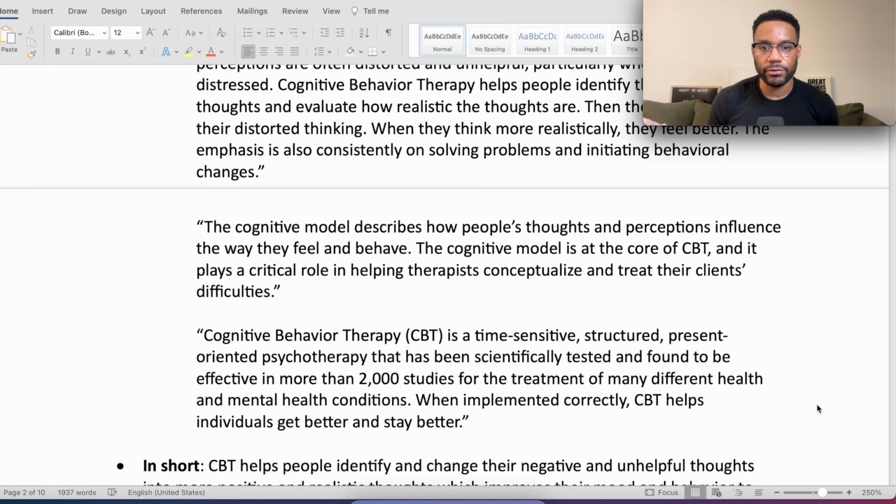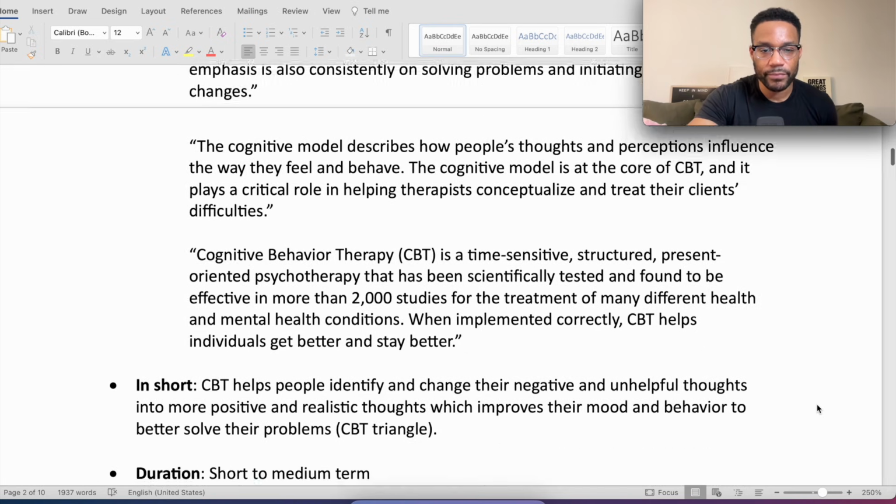The cognitive model describes how people's thoughts and perceptions influence the way they feel and behave. The cognitive model is at the core of CBT, and it plays a critical role in helping therapists conceptualize and treat their clients' difficulties. And they're referring to the CBT triangle.